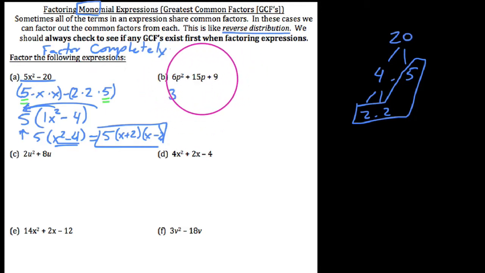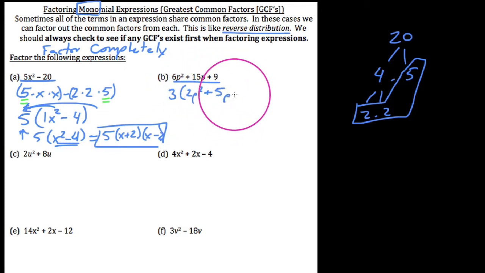This one has 2 p's, this one has 1, this one has none. So they cannot all give a p in terms of a common factor. So when we rewrite this, we're going to divide everything that's left on the inside of this expression by the thing we put out front. So 6 divided by 3 is 2. We still have 2 p's. And we say, well, 15 divided by 3 is 5. We still have a p. And then we say positive 9 divided by positive 3 is 3.